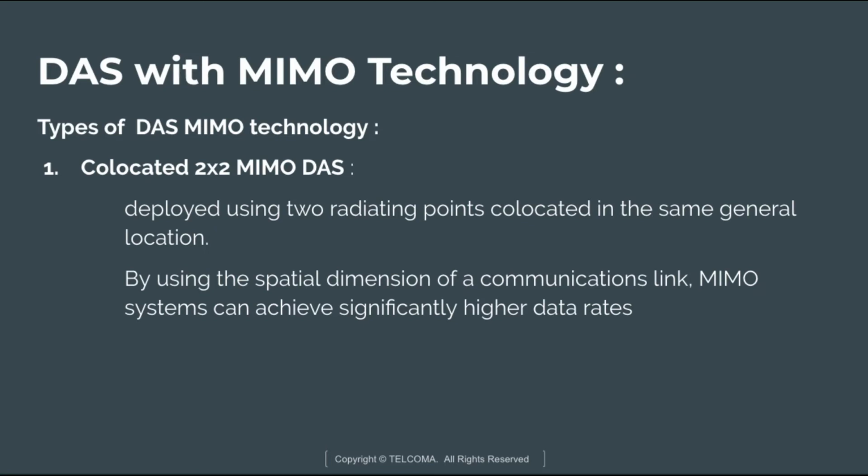Now the types of DAS MIMO technology. The first one is co-located 2x2 MIMO DAS. Here it is deployed using two radiating points co-located in the same general location. By using the spatial dimension of a communication link, a MIMO system can achieve significantly higher data rates. So this co-located 2x2 MIMO DAS has a higher data rate.